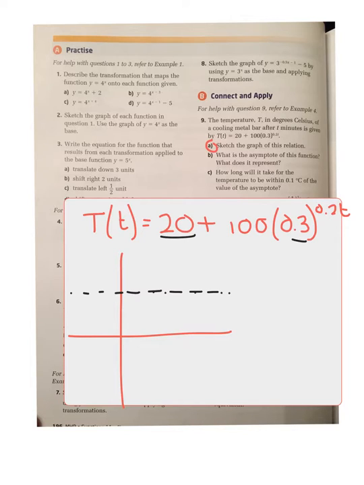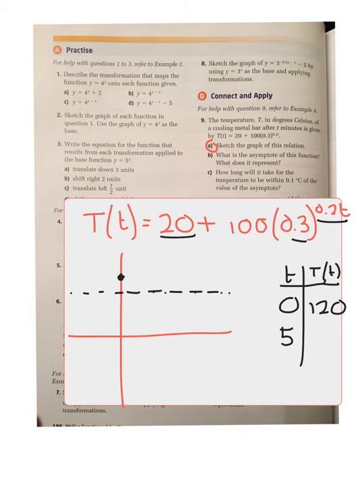Now it's 0.3, so therefore there is some decay, so it's going to go the other way, because if t is 0, 0.3 to the 0 is 1 times 100. 120 is the y-intercept. That's when t is 0. If t is, say, 5, let's just do a little chart here. It's not x, it's t, isn't it? So it's t and big T, T of t. That's the y value. So when t is 0, we get 120.